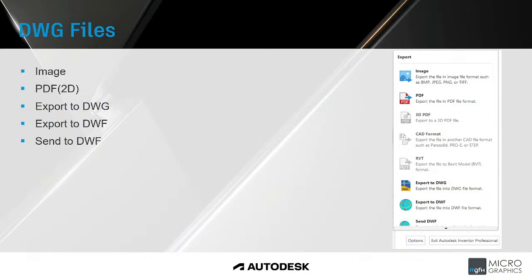The types of drawing files. You get your image. The drawing files, it's when you're not in your model space or your browser or your work plane. That's when you have created your drawing already. You'll see that you can import it to or export it to image, PDF 2D. You won't be able to export to 3D PDF because on paper it's only a 2D visual presentation. You can export to DWG, export to DWF, and send to DWF.